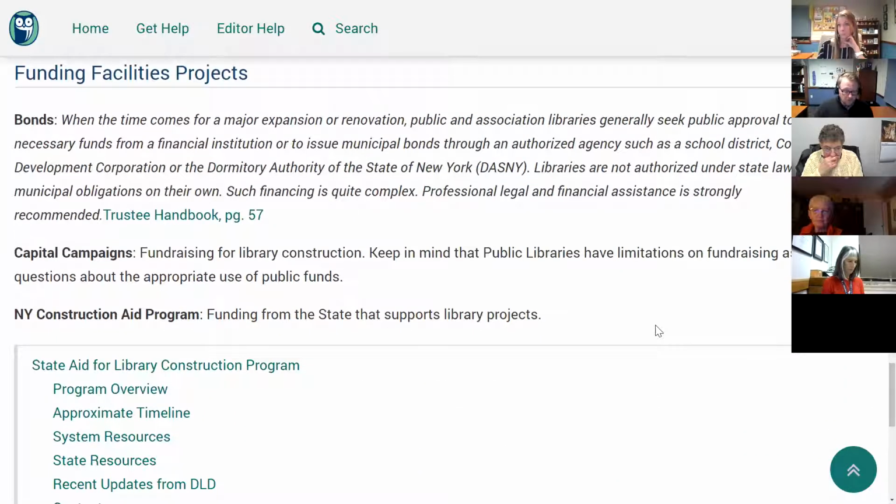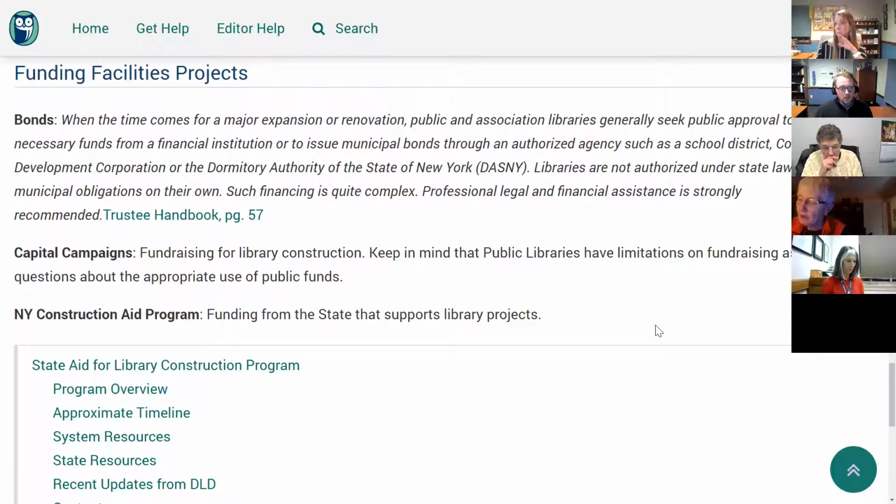When we're talking about various projects, whether small or big, you have a few different funding options that you can use. In hindsight, I probably should have moved the reserve fund policy down here, but maybe next time I run it. I have three areas on here which libraries typically use for funding facilities projects. We have bonds. So this is if there's going to be some type of major expansion or renovation, you can take it for public approval. You can borrow the funding from a financial institution or municipal bonds. This can also happen through DASNY, the Dormitory Authority, and that's where construction aid comes from.